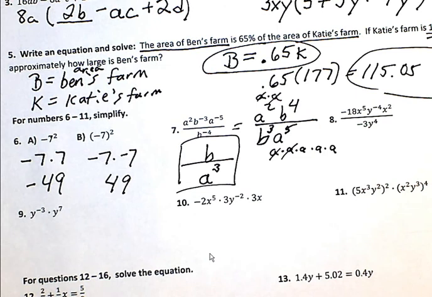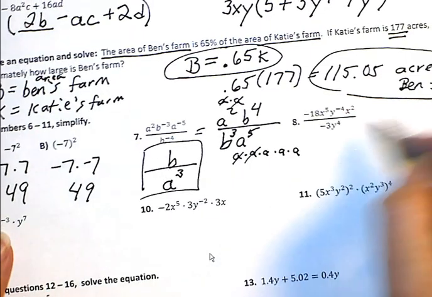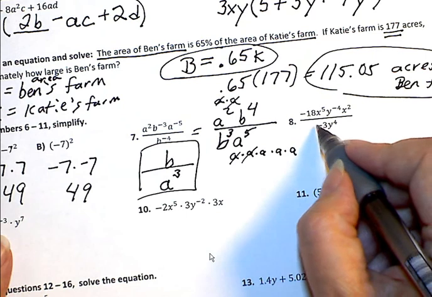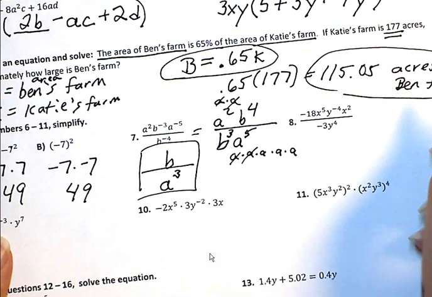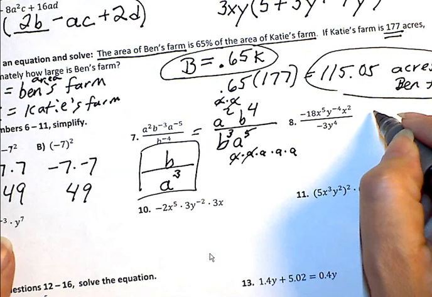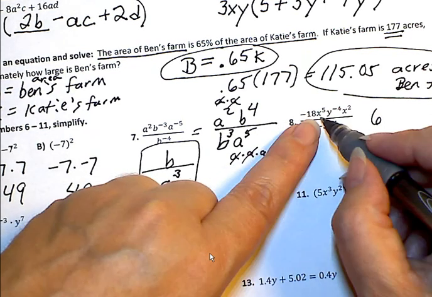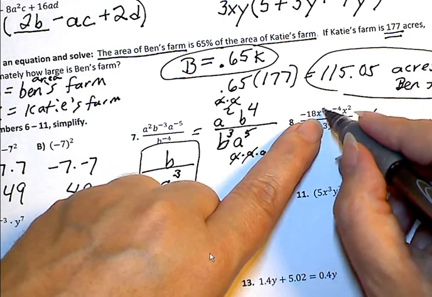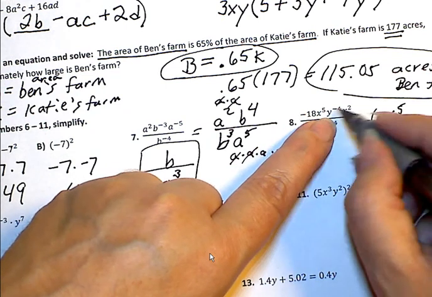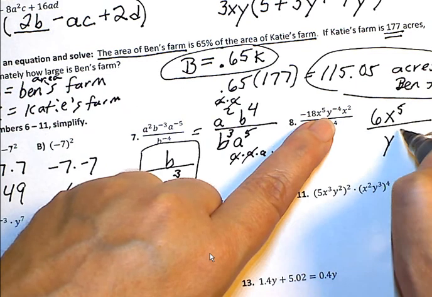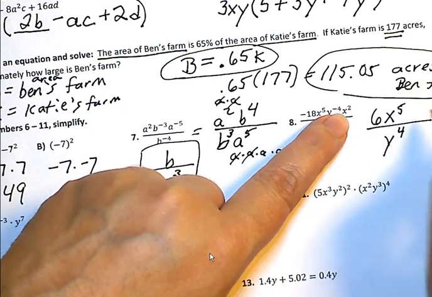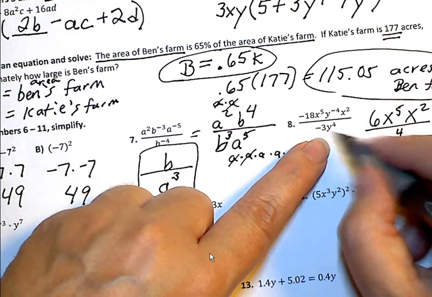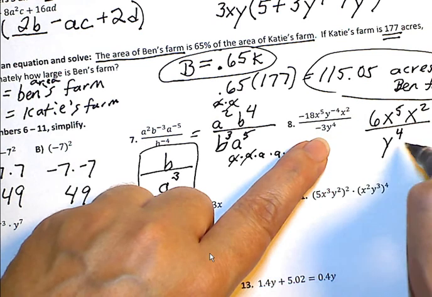All right. So let's do the same thing with 8. So the first thing we have is negative 18 divided by negative 3 is 6. All right. So the x, is it staying or going to the bottom? X to the 5th is staying. Y to the negative 4, going down to y to the 4th. X squared stays. On the bottom, we have our y to the 4th, and that's going to stay.